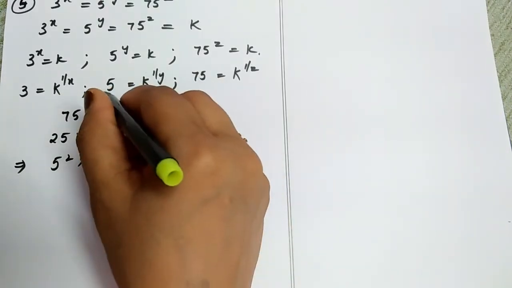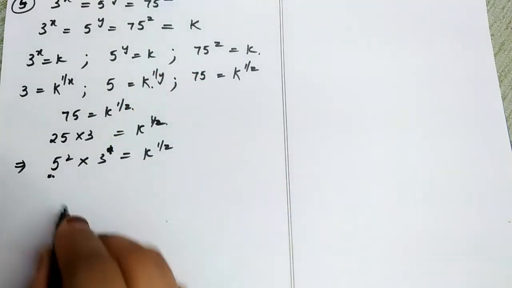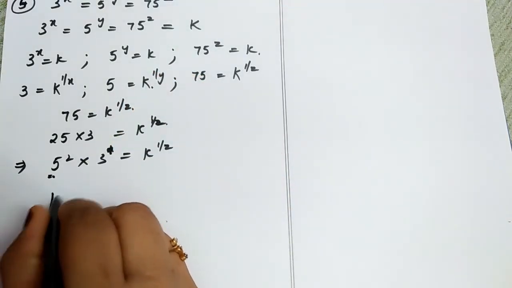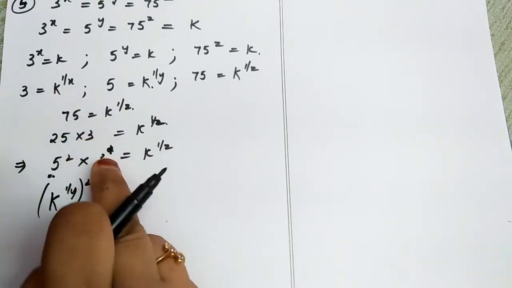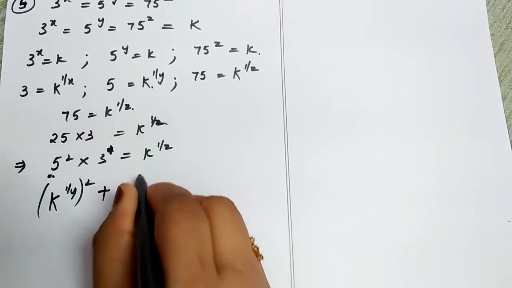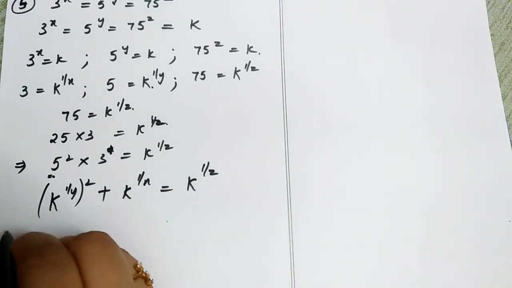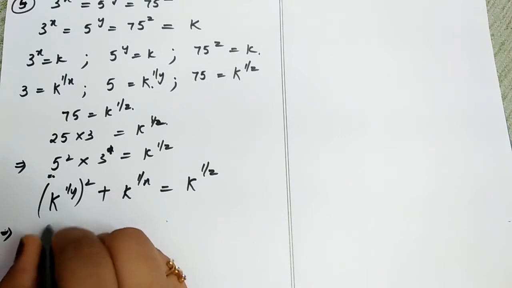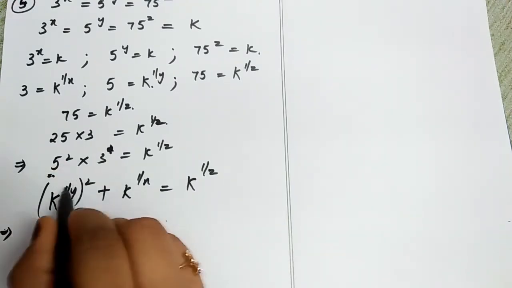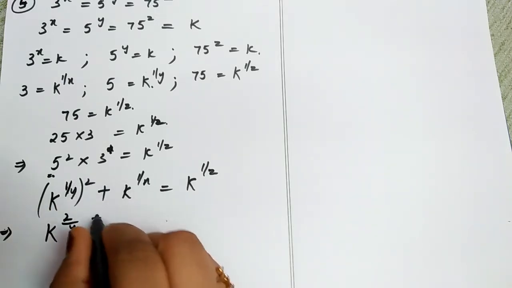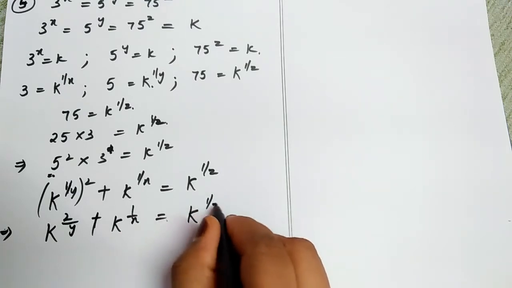Now we know what is in place of 5, it is k to the power 1 by y. So k to the power 1 by y the whole square, times what is our 3 here, k to the power of 1 by x, which is equals to k to the power 1 by z. Herein k to the power of 2 by y, right, we are multiplying this thing, 1 into 2 divided by y, and k to the power 1 by x, which is equal to k to the power 1 by z.